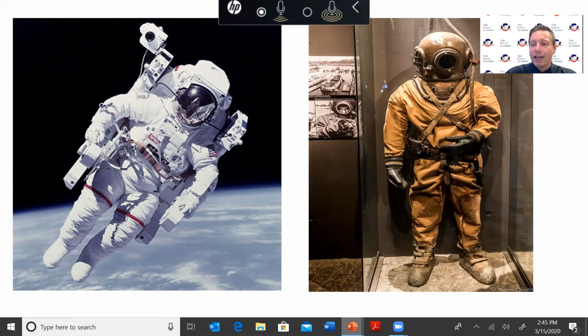If you look here on the right, that is dealing with intense water pressure. So if you go very deep sea diving, this is an apparatus that was used years ago. It's along the lines of the same principle. The pressure is pushing in on them, and they have to have something to force back out, and that's why you have this steel helmet to allow for them to survive and go to certain depths.